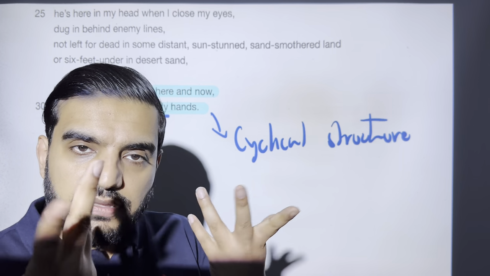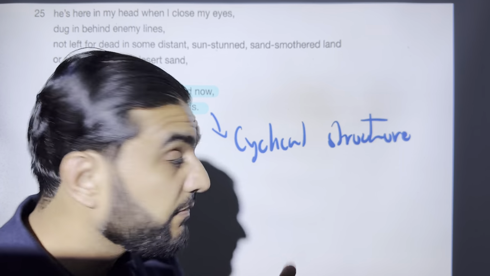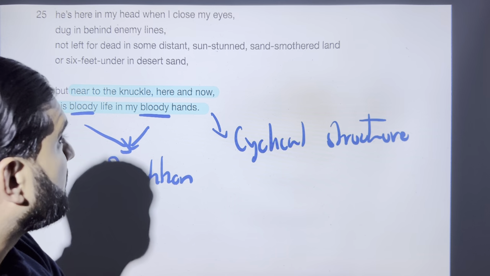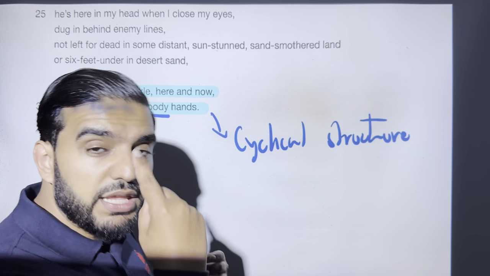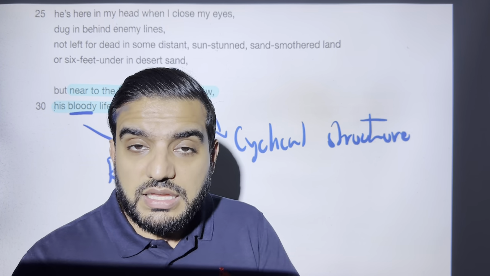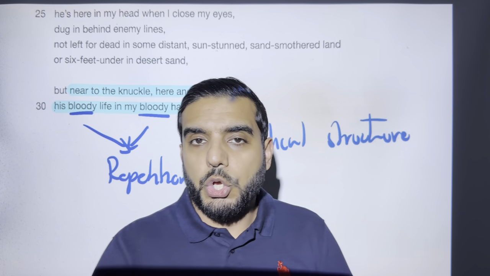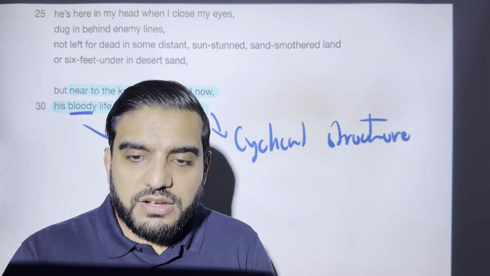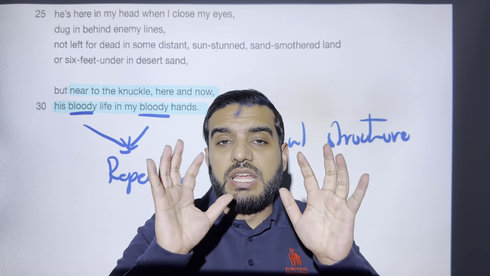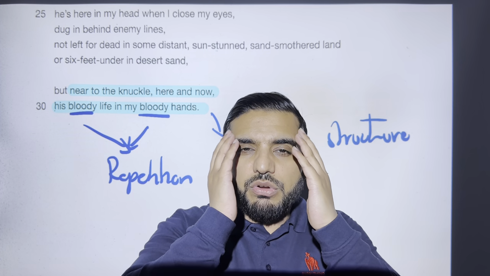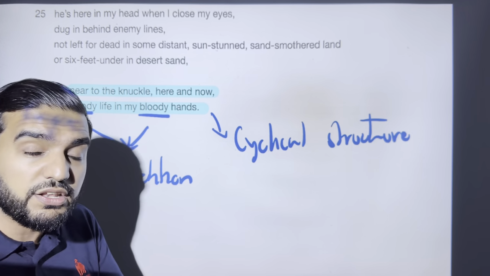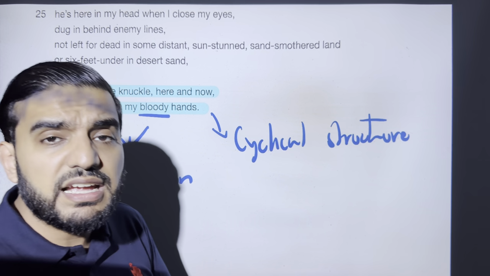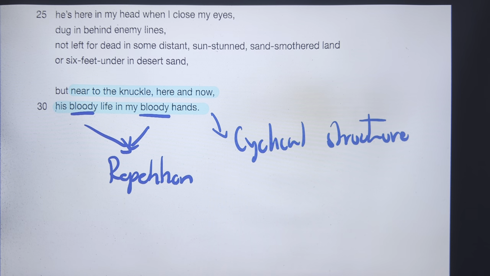His hands are a symbol of his crimes. "Near to the knuckle, here and now, his bloody life in my bloody hands." And in the beginning, he was near to the knuckle. In the beginning, he had blood on his hands. But it wasn't the same effect. He was loving it then. But now, guys, it's the idea that this crime cannot be washed. This crime cannot go because the mind cannot get over it. The mind is polluted. It's inner conflict. There are so many poems that discuss inner conflict. And then, guys, "bloody" and "bloody" emphasizes the idea of how the killing is still fresh in his mind.